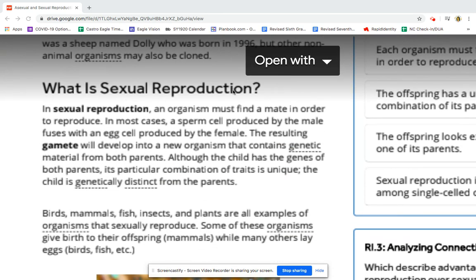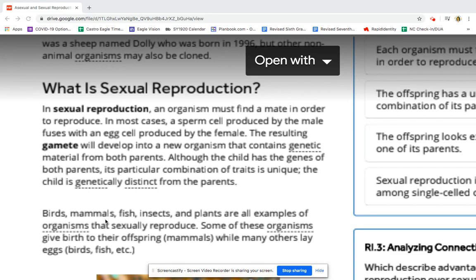What is sexual reproduction? In sexual reproduction, an organism must find a mate in order to reproduce. In most cases, a sperm cell produced by the male fuses with an egg cell produced by the female. The resulting zygote will develop into a new organism that contains genetic material from both parents. Although the child has the genes of both parents, its particular combination of traits is unique. The child is genetically distinct from the parents.